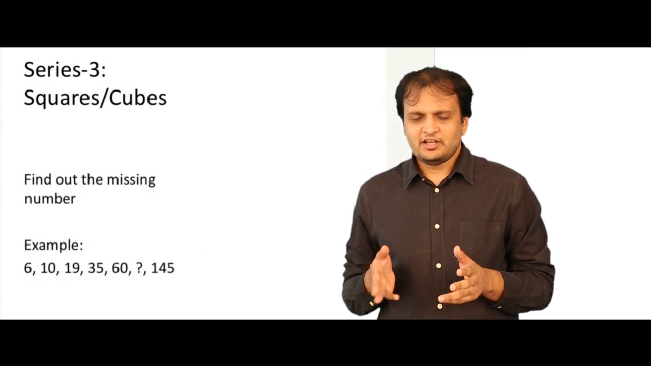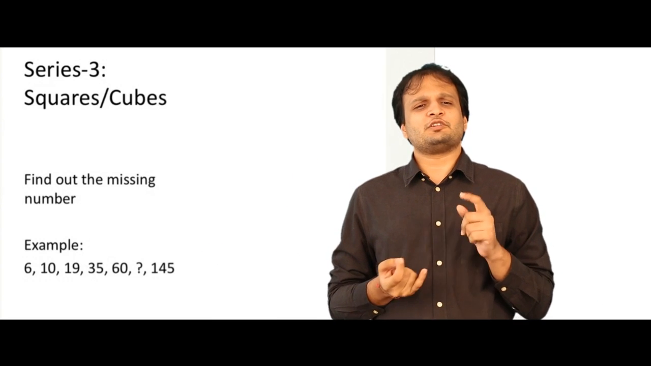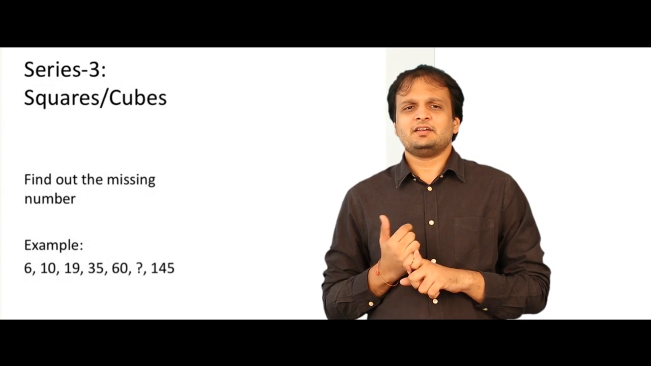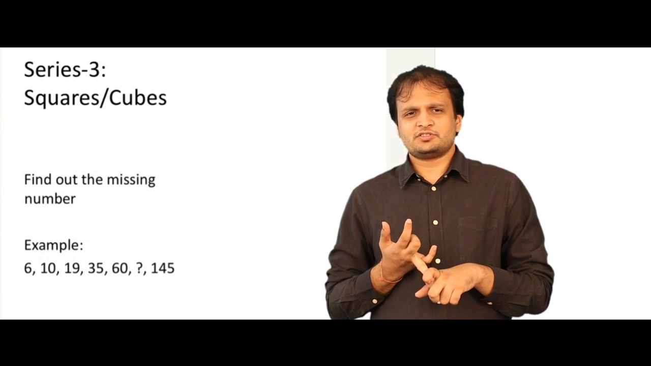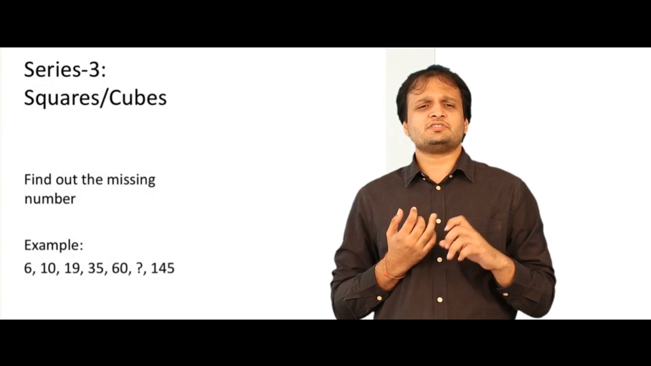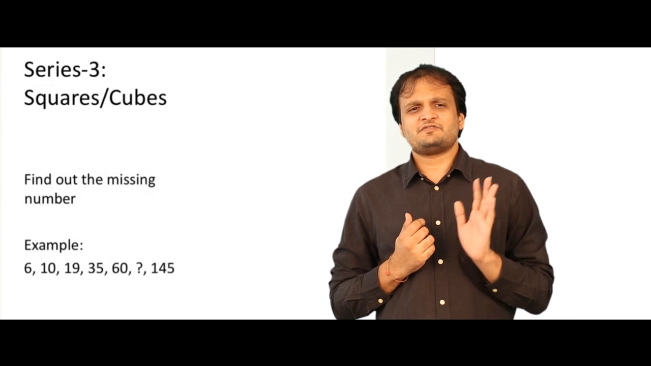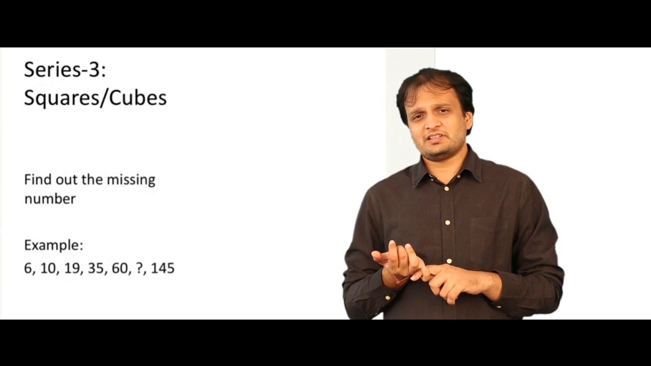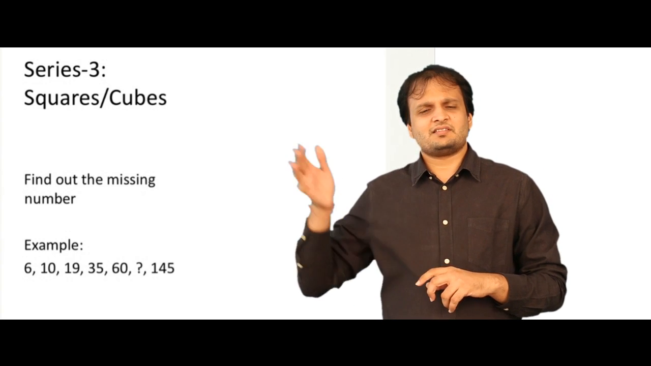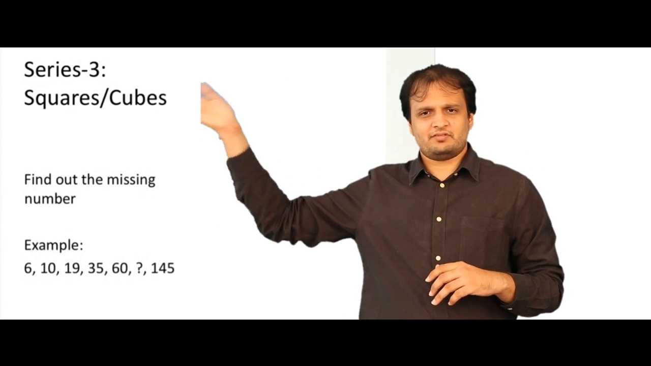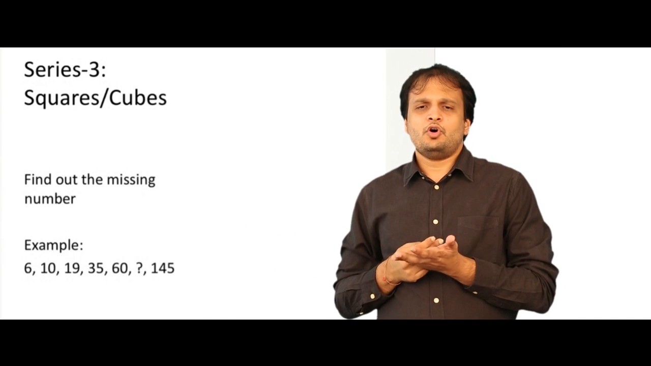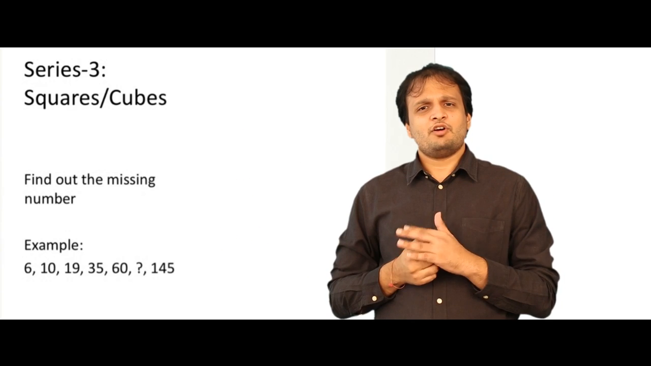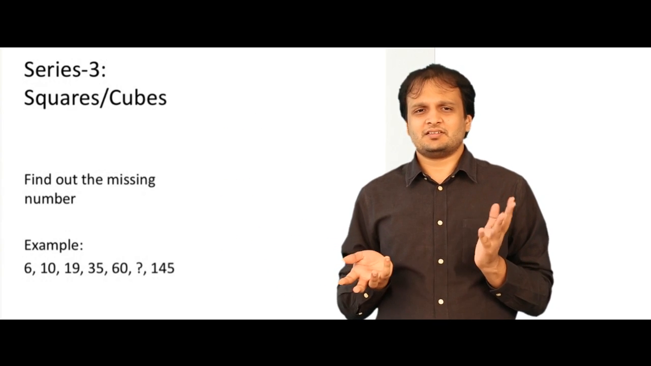Which is the biggest number here? 145. Is 145 close to any square? It's close to 12 square, right? Any cube it's close to? The closest cube is 125, which is far away. Then take a number like 60. Is 60 close to any square? There is 64, so there is a gap of 4, or maybe which is the other square close to 60? 7 square is 49, so there is a gap of 11, right?